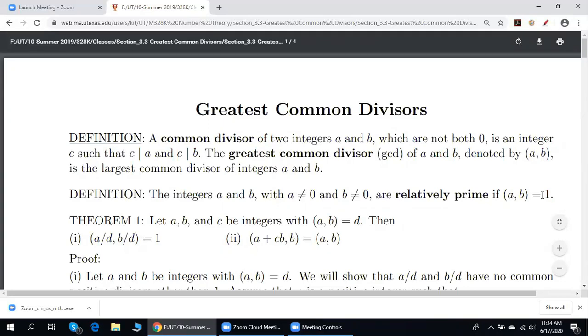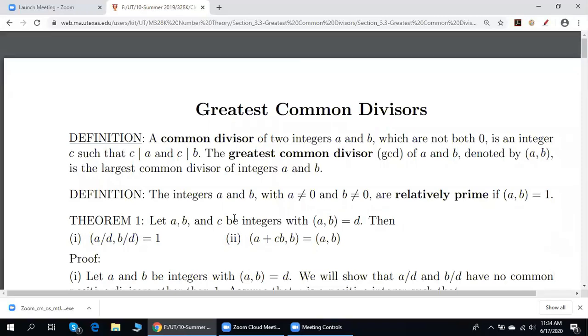Now, important theorem 1. Let a, b, and c be integers, and let us denote the greatest common divisor of a and b by d. Then, the greatest common divisor of a divided by d and b divided by d is 1, and the greatest common divisor of a plus cb and b is d.